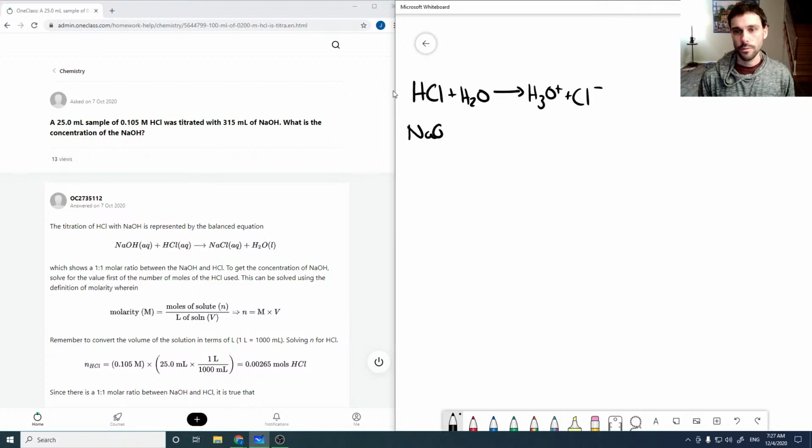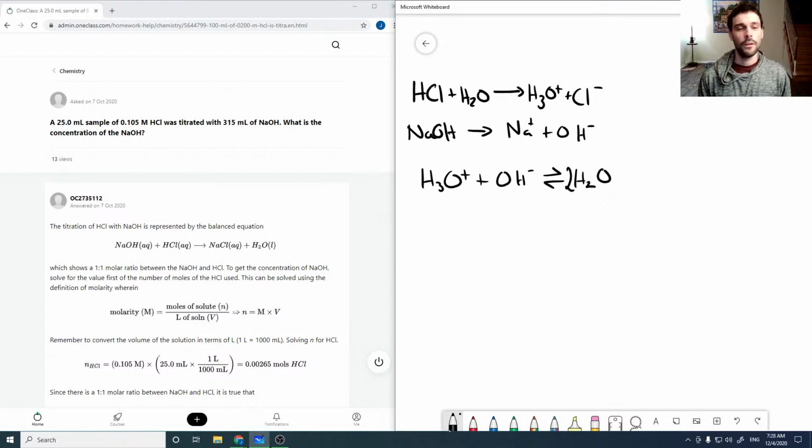And NaOH is also a strong base, so it goes completely into its ions. And so really what we've got here is a neutralization between H3O+ and OH- to give water. And so our H3O+ and our OH- concentrations will always be in 1-to-1 ratios for a completely neutral solution.